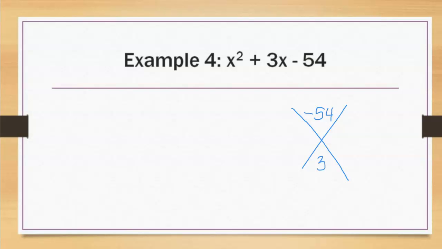Okay, negative 54 and positive 3. So again, I always think of 6 and 9 when I see 54. So 9 and negative 6 will in fact get me to negative 54 and positive 3.